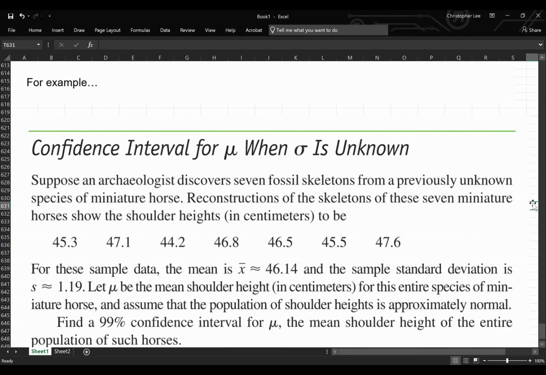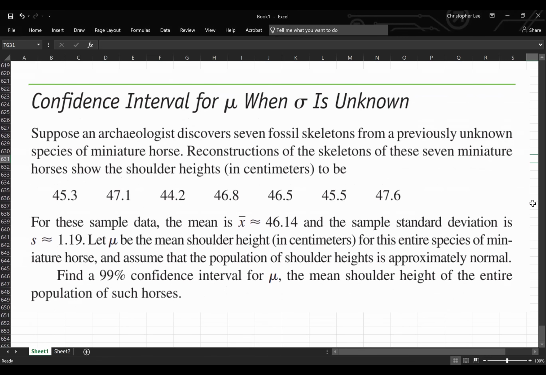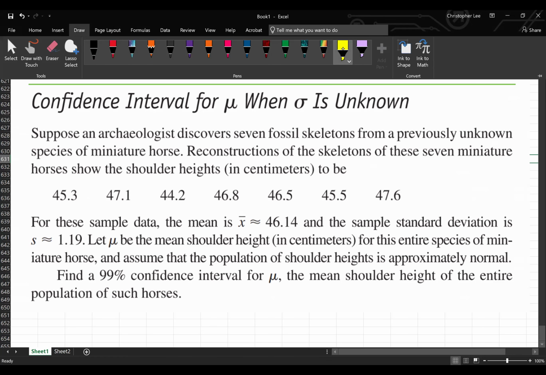So, confidence interval for mu when sigma is unknown. Suppose an archaeologist discovers seven fossil skeletons from a previously unknown species of miniature horse. Reconstructions of the skeletons of these seven miniature horses show the shoulder heights in centimeters to be 45.3, 47.1, and so on. For these sample data, the mean X bar is equal to 46.14, and the sample standard deviation S is equal to 1.19. Let me highlight those because they sound important.